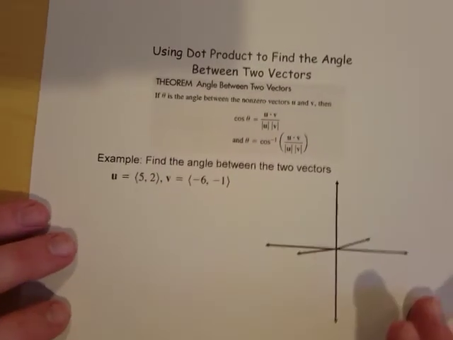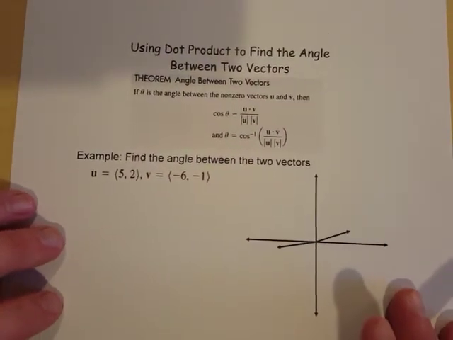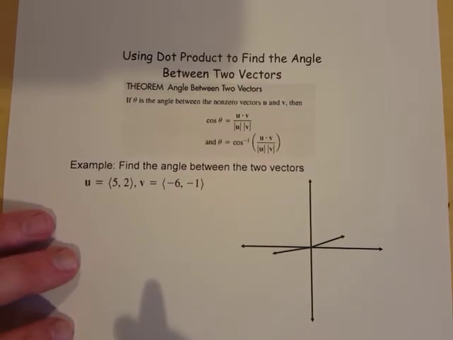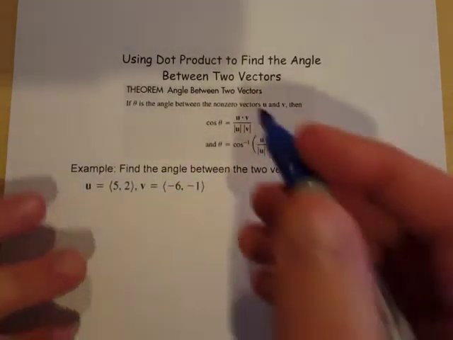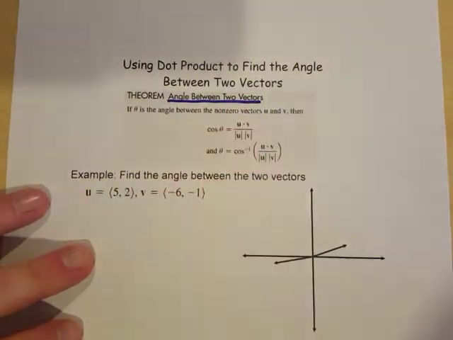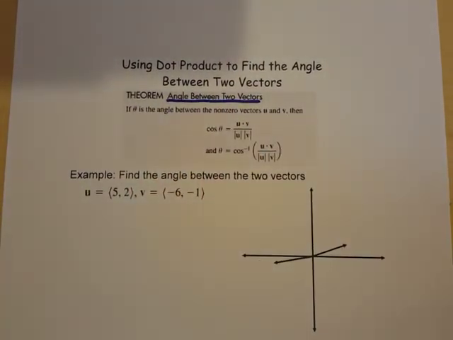Here's where we start to see applications of dot product. We're going to use the dot product. It's part of a formula that allows us to see the angle between two vectors. And that can be useful for us.